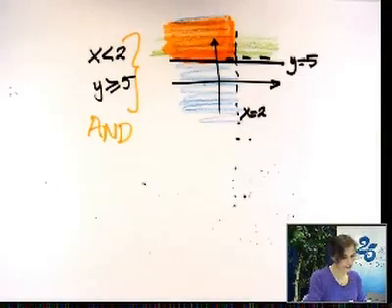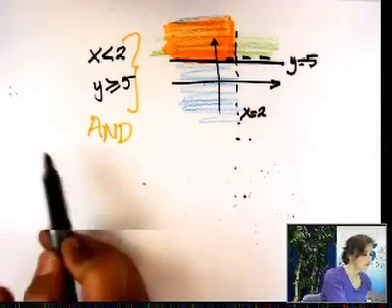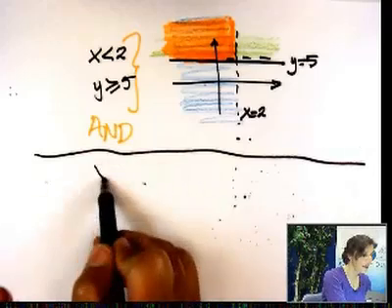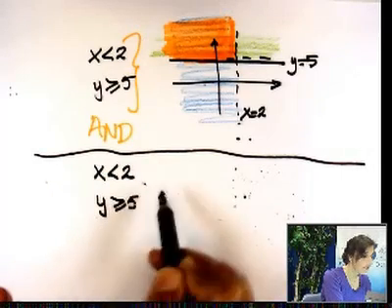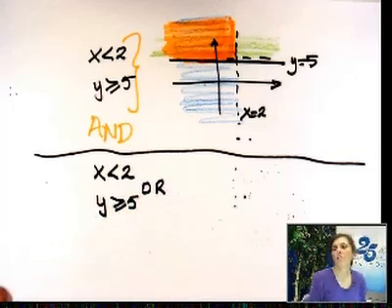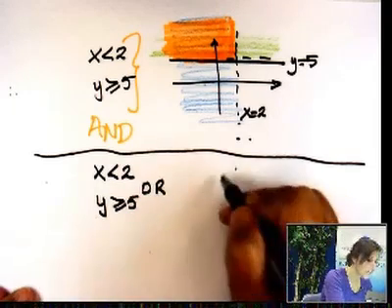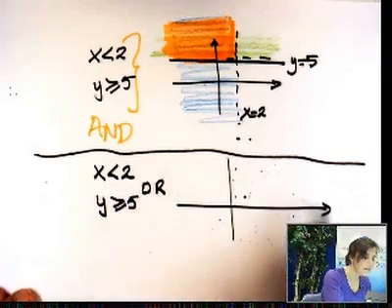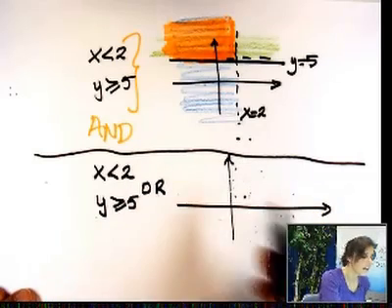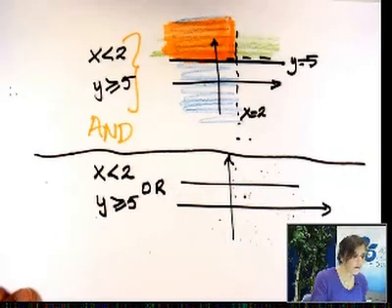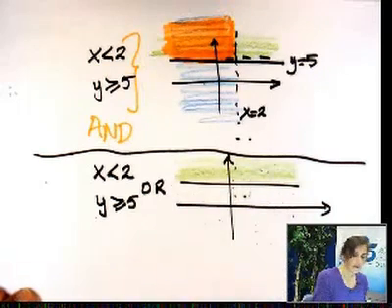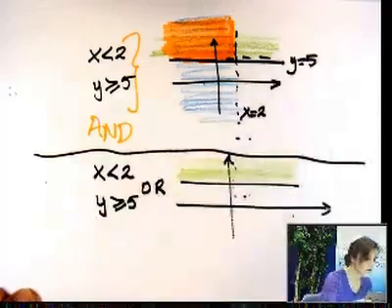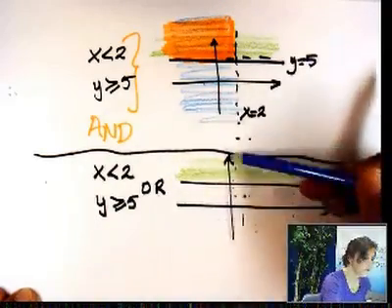But in some books, they may ask you to do this. So keep that in mind. They may say x less than 2, y greater than or equal to 5. And they put or specifically. Okay, so how are you going to do that? So you start the same way. You do the same exact stage until the very end. So here's my y equals 5. Here's green. And x equals 2. Here's blue.